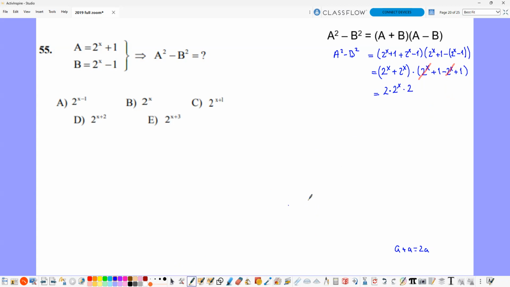And the powers are here. It's going to be like 2 to the power of 1 times 2 to the power of x times 2 to the power of 1, when there's no power, which means that 2 to the power of 1 plus x plus 1, which is equal to 2 to the power of x plus 2, which is D.